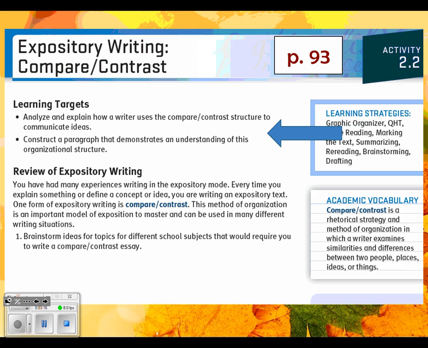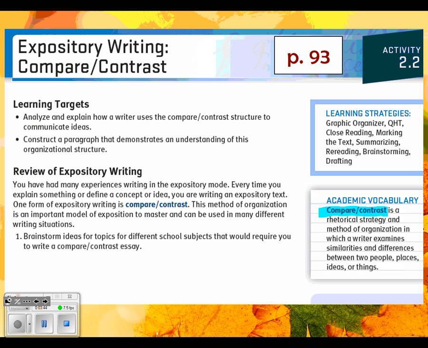All right, before we step any further, let's go ahead and take a look at the academic vocabulary box on the right-hand side of page 93. So could you please read for us, Ilya, the academic vocab about compare and contrast? Compare and contrast is a rhetorical strategy and method of organization in which a writer examines some similarities and differences between two people, places, ideas.